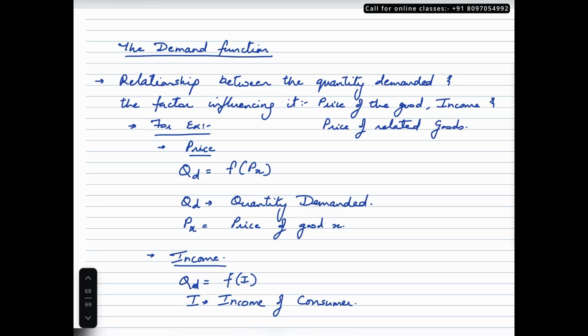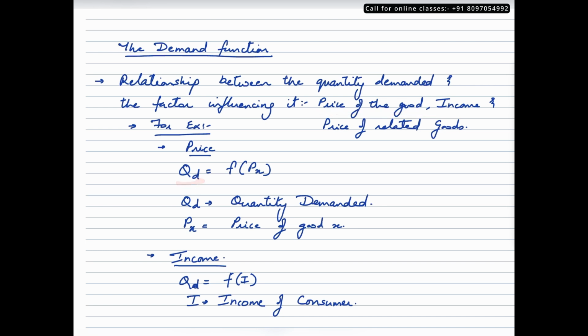Alright, let us take a look at what is the meaning of demand function. So demand function basically is a mathematical representation of the relationship between the quantity demanded of a given commodity and the factor that is influencing this quantity demanded. On a general notion, it could be the price of the commodity, income of the consumer, prices of related goods, advertisement expenditures undertaken by businesses, tastes and preferences, so on and so forth. So for example, I've taken 2 factors. Factor number 1 is the price of the commodity. How do we write it?